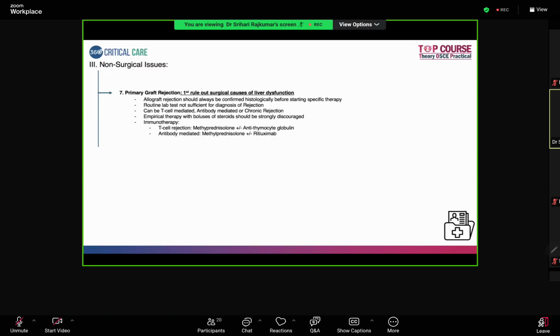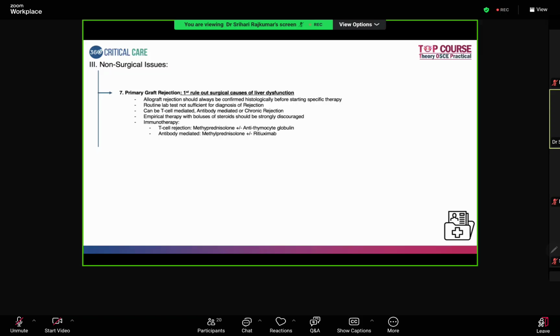So allograft rejection should always be confirmed histologically. Just lab reports are not going to be sufficient because you're going to have a wide differential, because in most of these patients, they're going to have hyperbilirubinemia, coagulopathy, transaminitis. So these things can occur with any kind of condition, so it's going to be very difficult to identify. So if at all you need to make a diagnosis of primary graft rejection, histological diagnosis is essential.